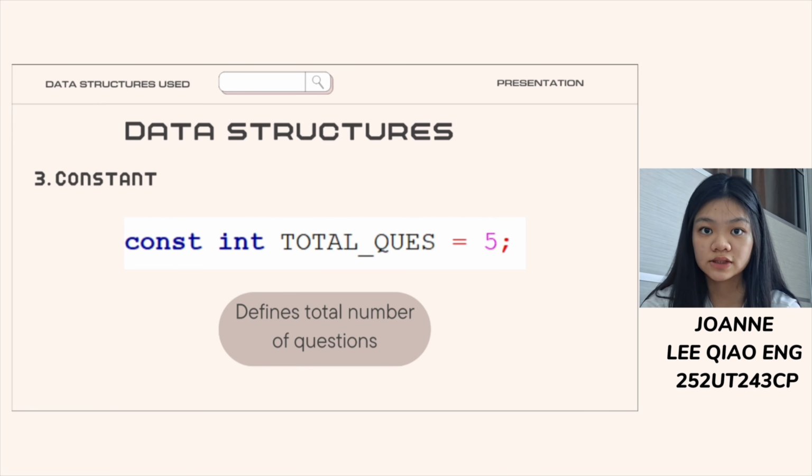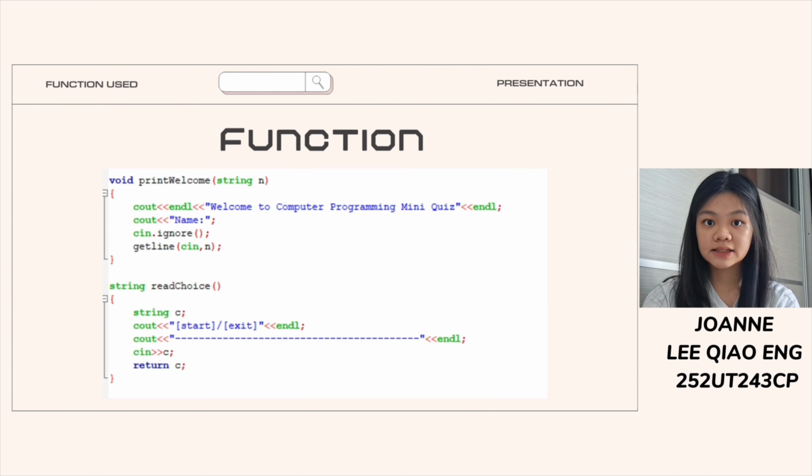We also use a constant variable. Total quest is defined as 5, which represents the total number of questions. Using a constant makes the program easier to maintain and modify in the future. Lastly, these are all the functions we use in the program.